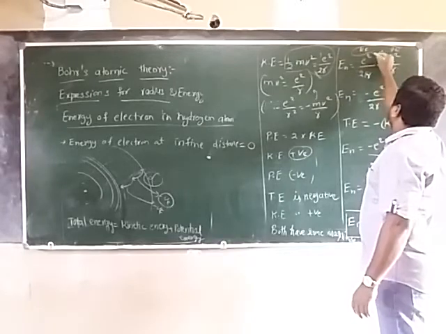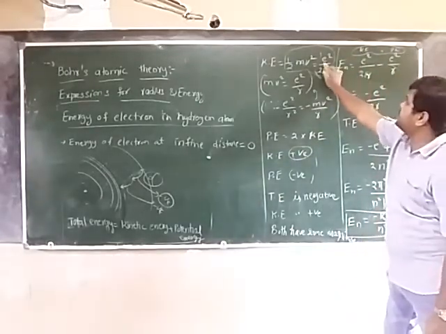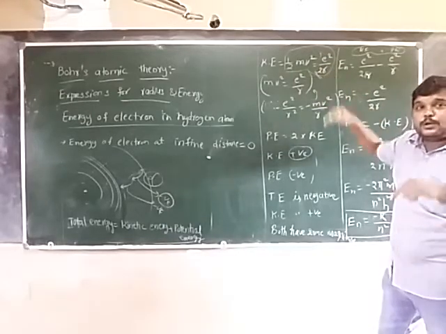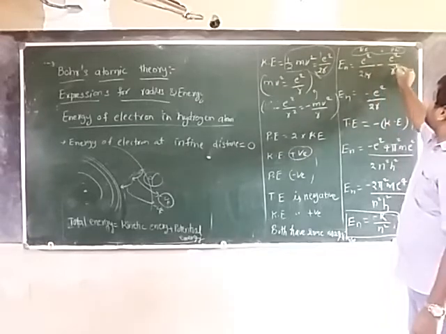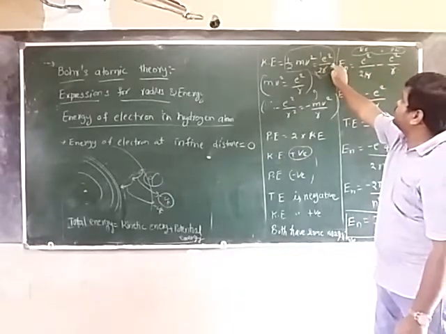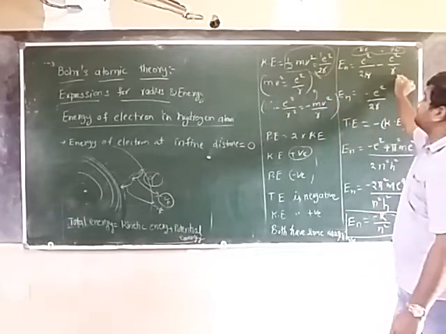Yes or no? Kinetic energy plus potential energy. So kinetic energy is e square by 2r. Potential energy is on the negative side, so that's why I am taking the minus, e square by r. Suppose you multiply with 2, the 2 cancels here. So what will we get? e square by r.